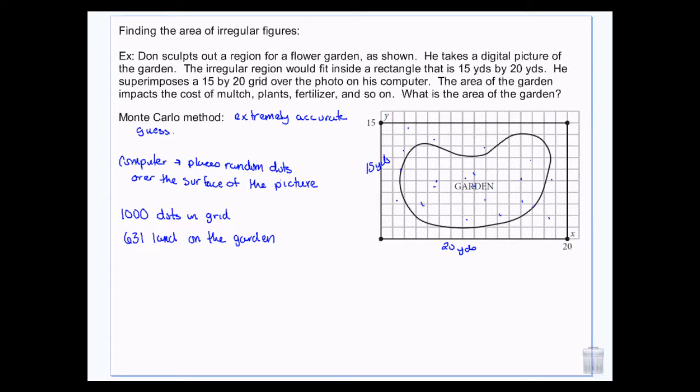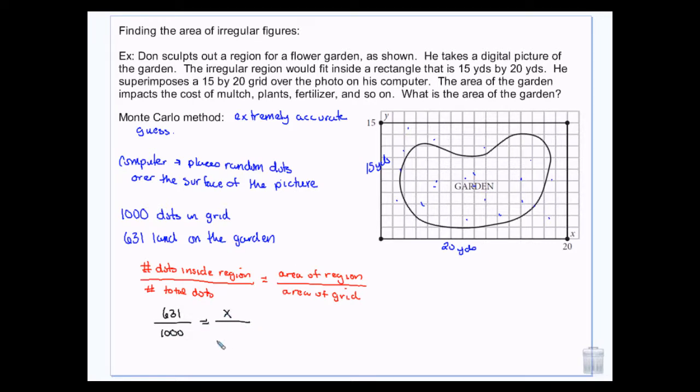So, the Monte Carlo method uses this formula. It's the number of dots inside the region divided by the number of total dots. Your book calls it points, dots, points, whatever. And you set that equal to the area of the region divided by the area of the grid. So we have 631 dots inside the region over 1,000 total dots. We don't know the area of the region. That's our unknown, so we're going to call it X. And the area of the grid, the rectangle, is 15 times 20.